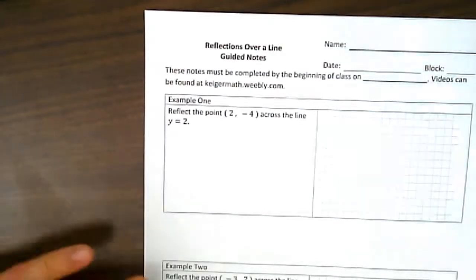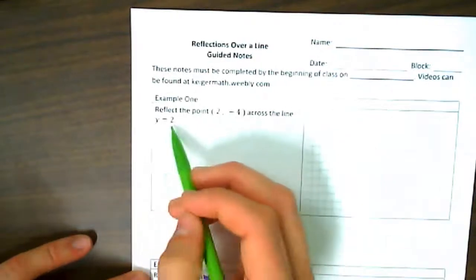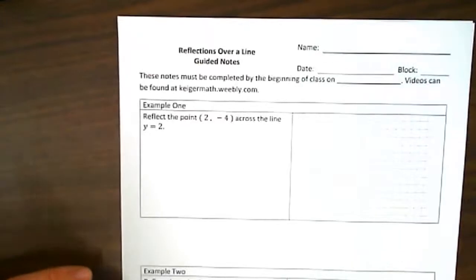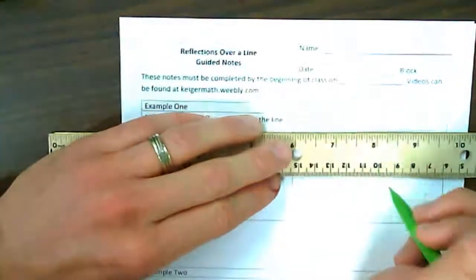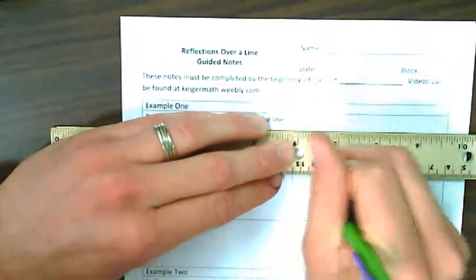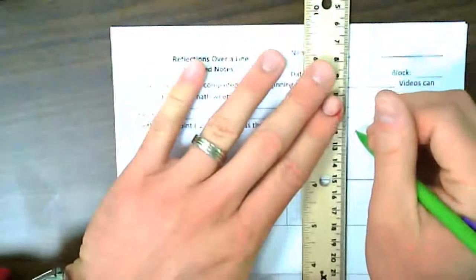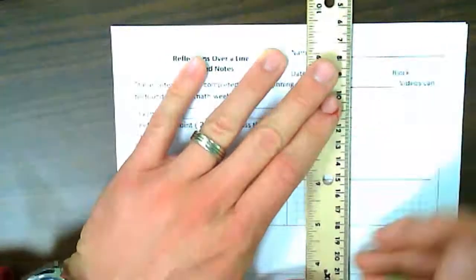Okay, so in example 1, we have to reflect the point (2, -4) across the line y = 2. We talked in class today a little bit about reflecting over an axis, but now we're reflecting over a line. So let's go ahead and draw the xy axes because we have points and a line. If you have a ruler, it would be cool if you could use it, but if you don't have a ruler, that's fine.